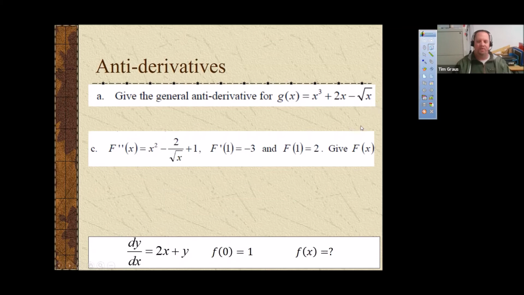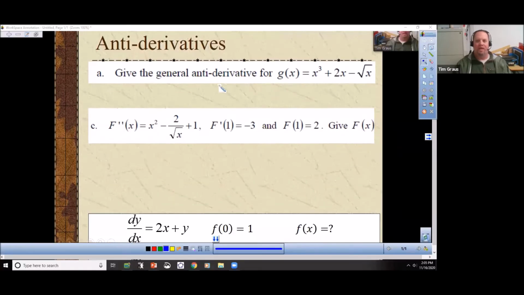given a derivative. So here are a few problems that we've learned to do in the past. We try to find the general antiderivative for a function. Let's see how this would work out. The general antiderivative for g of x, maybe we call it capital G of x. We have to do the antiderivative term by term. X cubed, the antiderivative would be x to the fourth over 4.